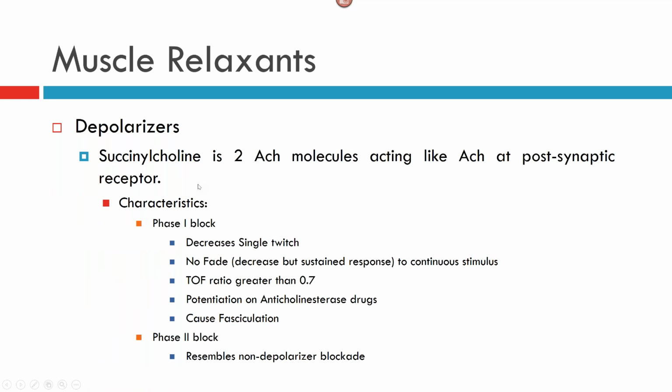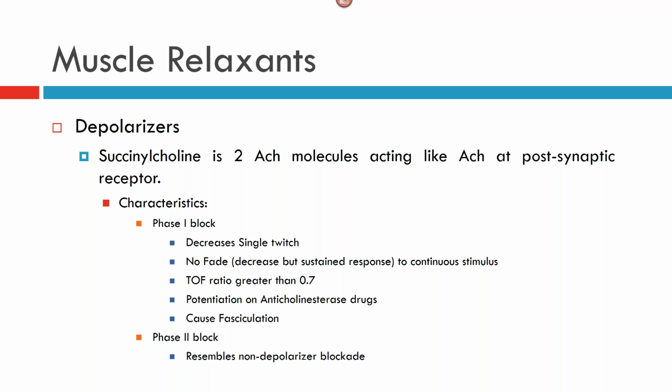The depolarizer succinylcholine is 2 acetylcholine molecules bound together, and they act like acetylcholine at postsynaptic receptors. Normally acetylcholine is released, binds to the muscle receptor and causes contraction. Succinylcholine, being 2 acetylcholine molecules, binds with the receptor and causes depolarization, so we cannot stimulate anymore. And typically, there are 2 types of blocks: phase 1 block and phase 2 block.